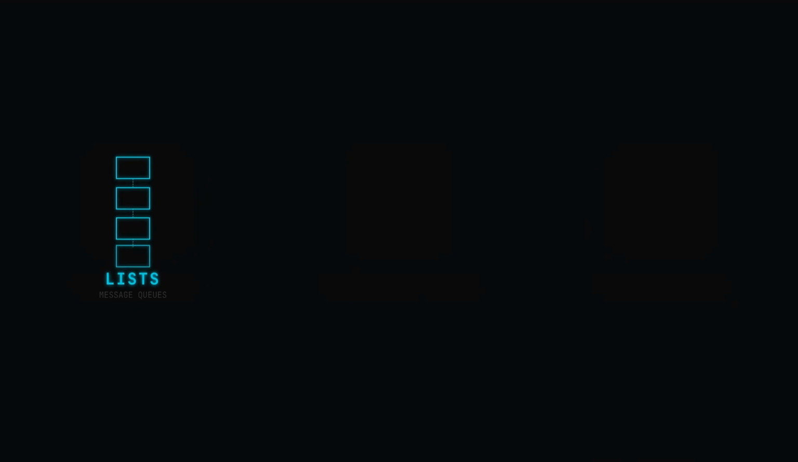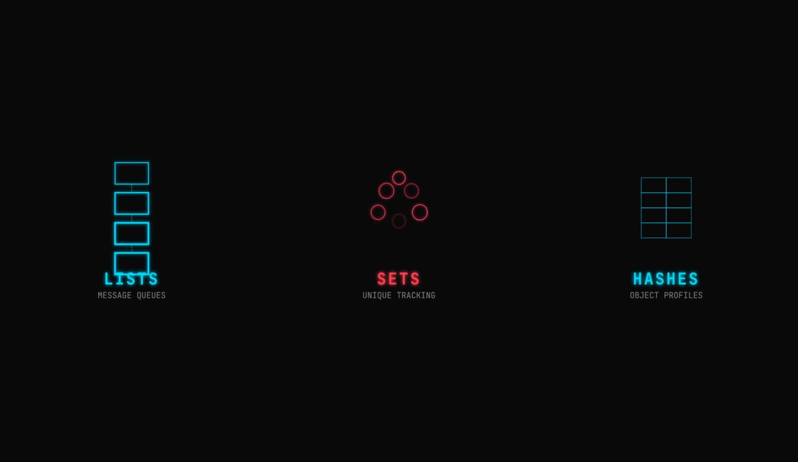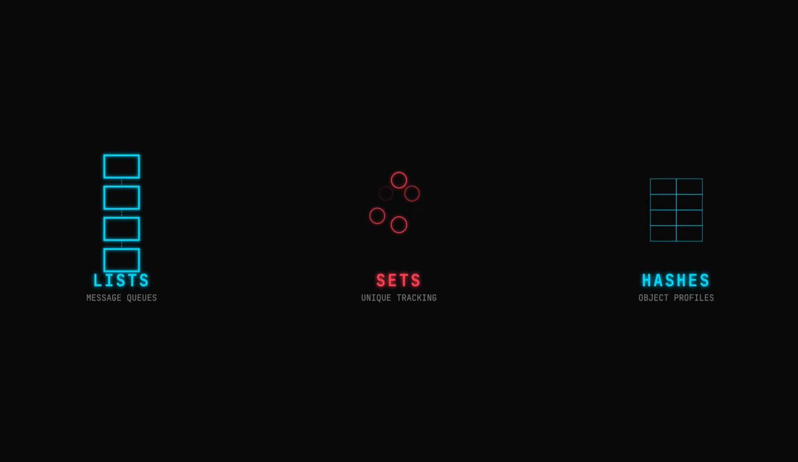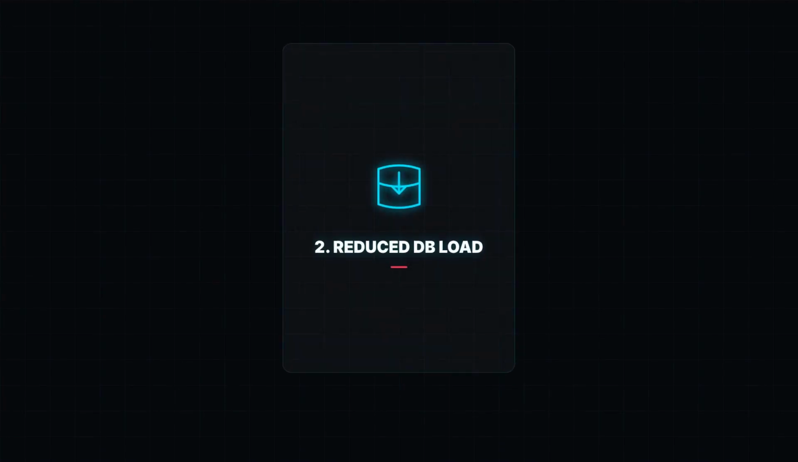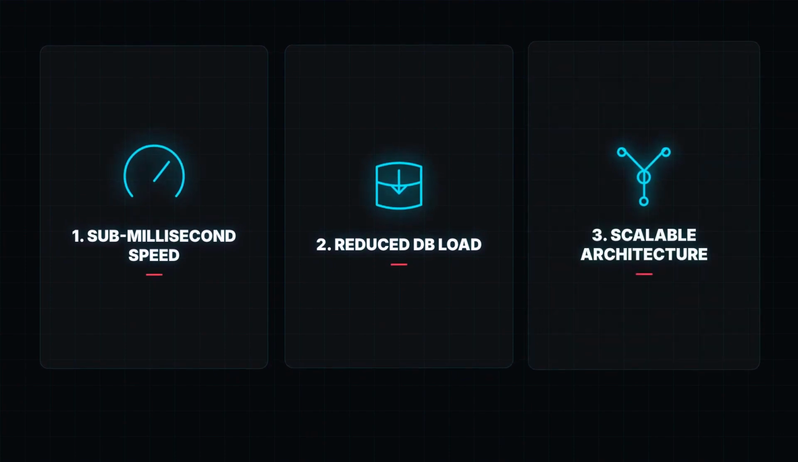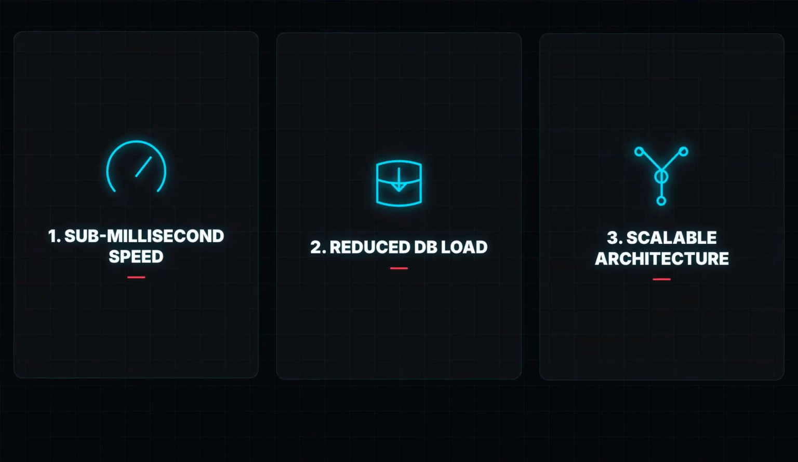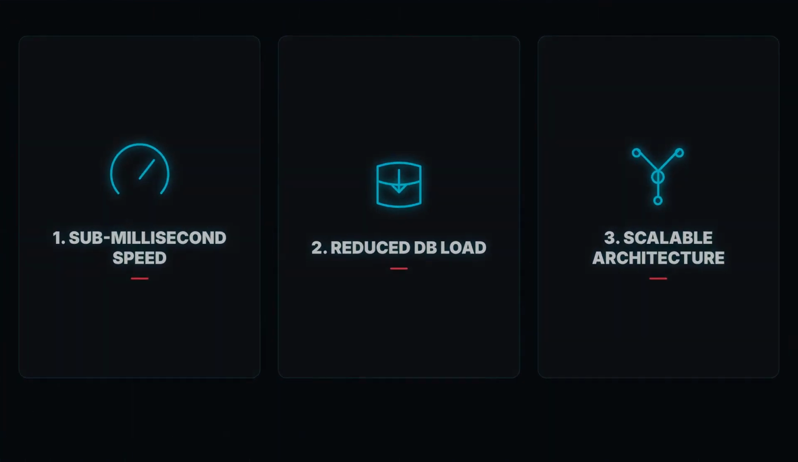Furthermore, Redis isn't just limited to simple strings. It natively supports complex data structures like lists for message queues, sets for unique tracking, and hashes to store full object profiles cleanly. By offloading heavy read operations to an in-memory layer, Redis reduces the load on your primary database, drops your application response time significantly, and allows your infrastructure to scale seamlessly.